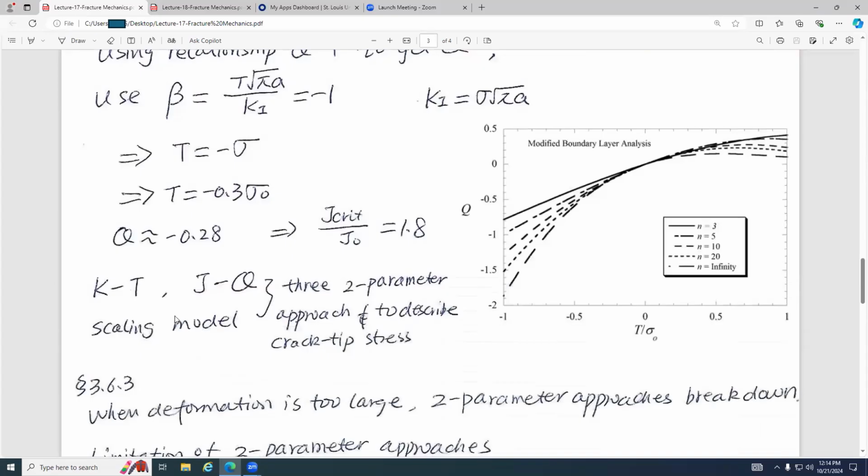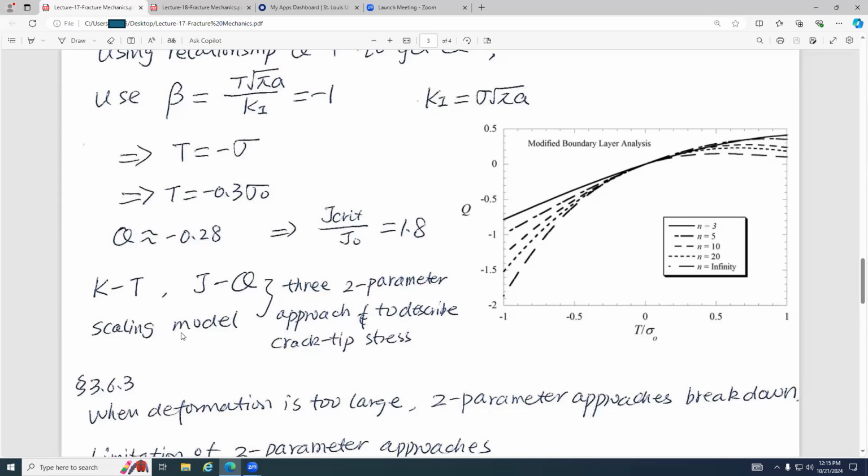So we have learned this two-parameter approach to describe the crack tip: the KT model and the JQ model. And there is another scaling model, which we will not talk about here. We just talk about the KT model and the JQ model. If you are interested in the scaling model, you can take a look at the notebook.